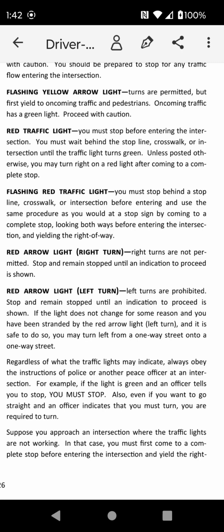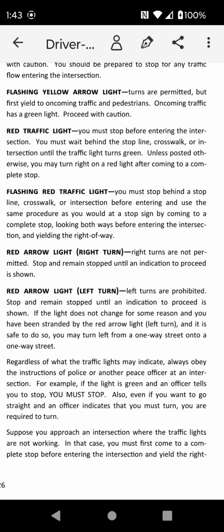Regardless of what the traffic lights may indicate, always obey the instructions of a police officer or another peace officer at an intersection. For example, if the light is green and an officer tells you to stop, you must stop. Also, even if you want to go straight and an officer indicates that you must turn, you are required to turn.